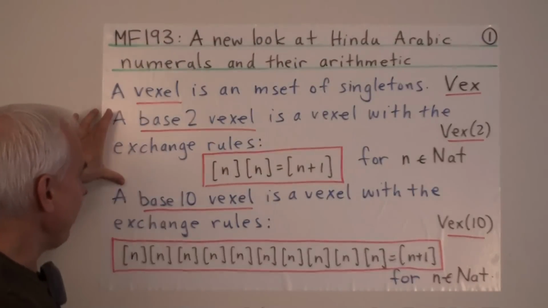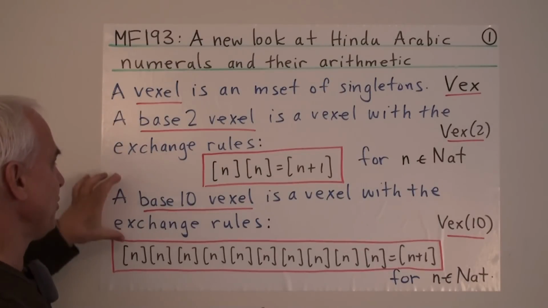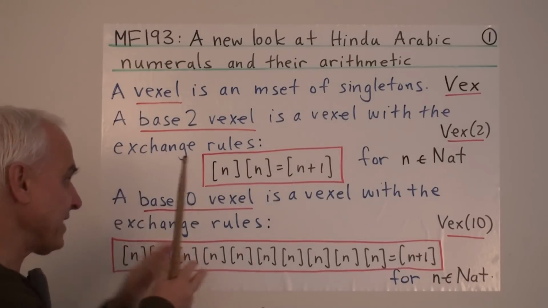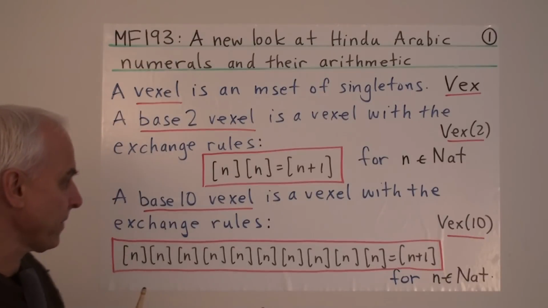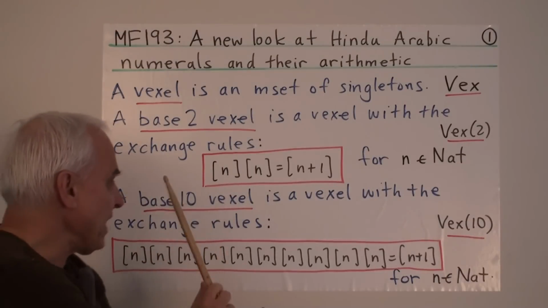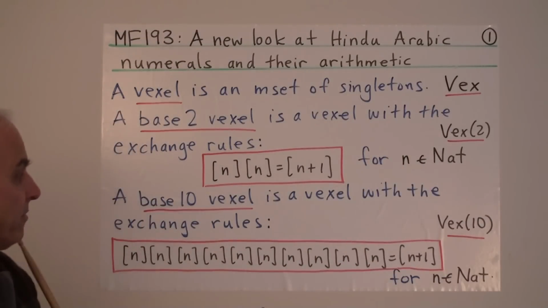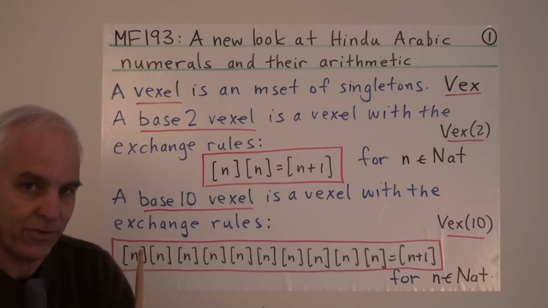So today we want to do a very similar kind of thing, but we want to move from base 2 to the more familiar base 10. But what we're going to be basically doing is very analogous to the base 2 story. So the definition is that a base 10 vexil is a vexil, so something like this, coming from the original vex, together with the following exchange rules.